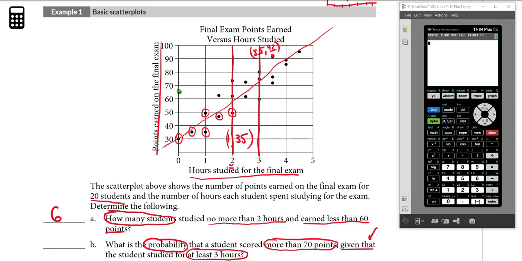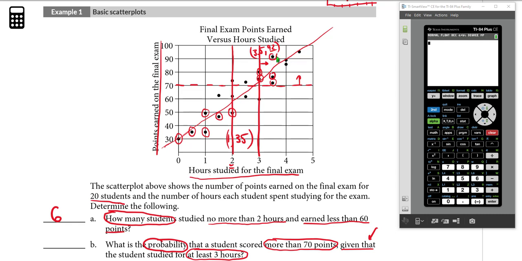And then more than 70 points means, in fact, if we want to do this the conventional way, maybe we even draw a dotted line there. We learned that back in linear inequalities, that we can draw a dotted line when the line itself is not part of the solution set. So what we are looking for is more than 70. So we're looking for above that line. At least 3 hours means on this vertical line or to the right. So we are looking at that.